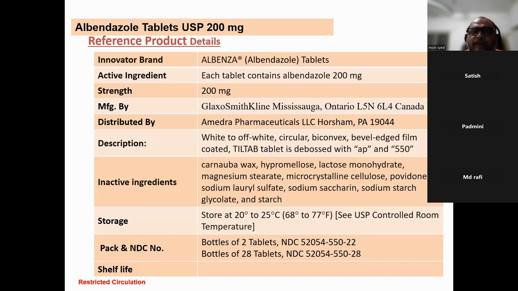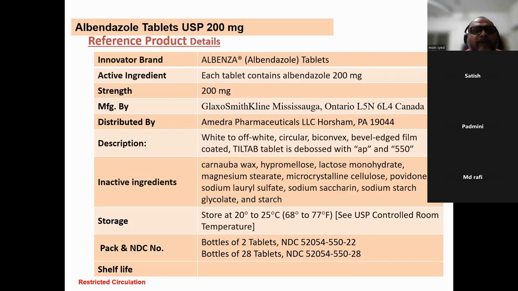Then there are other sites from where you can get innovator information, like rx.com. But mostly, if we have not yet received the innovator, we take this information from the PIL, that is the product information leaflet, which comes with the bottle of the innovator. If you don't have the sample, you just put the name of the drug, the name of the innovator, that is Albenza tablet, and mention PIL in front of it.